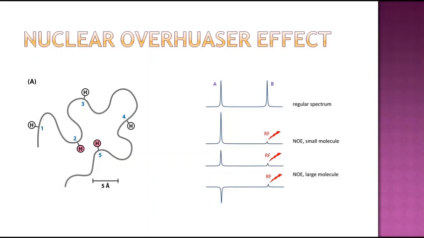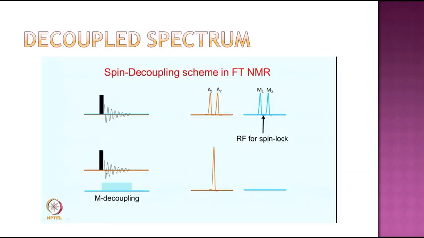That can also be studied using a different technique called nuclear Overhauser effect spectroscopy, to study the proximity of spatial interaction of protons in the molecules. That is called NOESY. It is another important 2D technique to study the spatial interaction of protons.